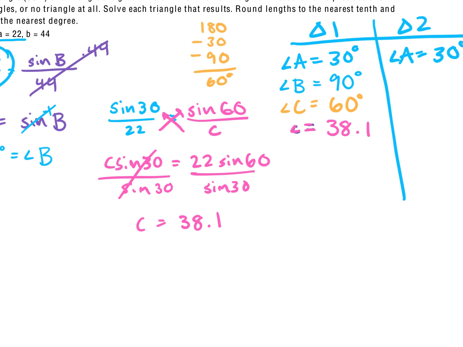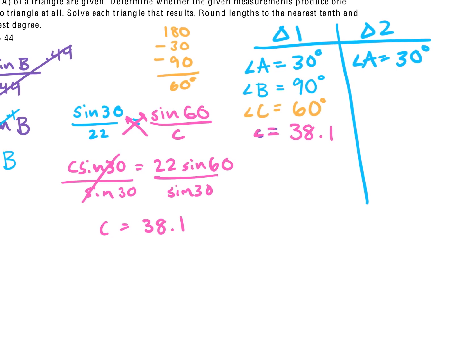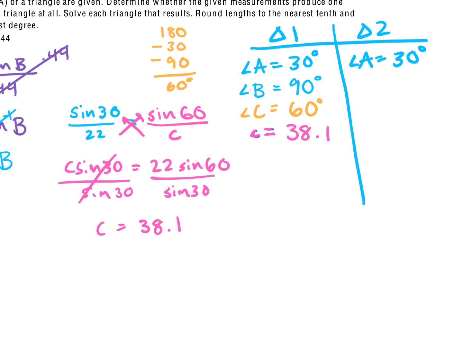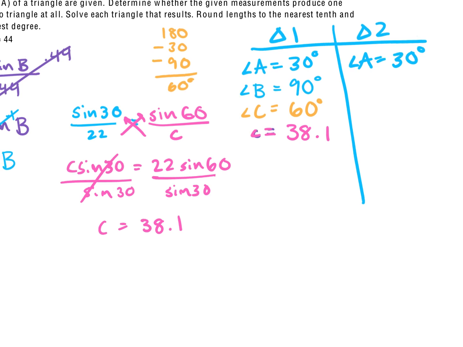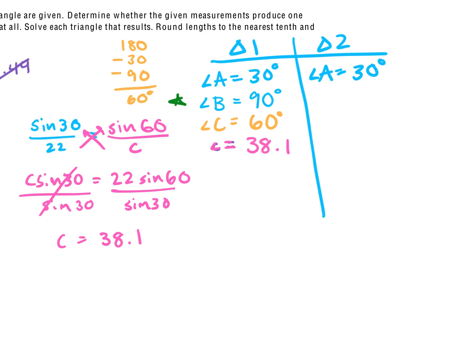All right, so now let's find triangle 2. What would we do next? Angle B. We always start with the first one that we found. We found angle B first, so we're going to start with angle B. To find our new angle B, we do 180 minus the original angle B. So new angle B is 180 minus 90, which is 90.